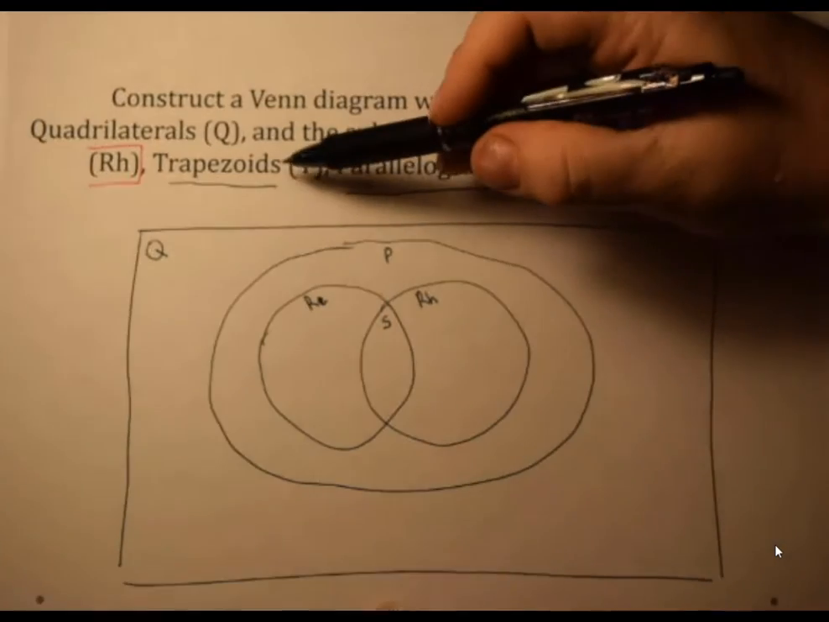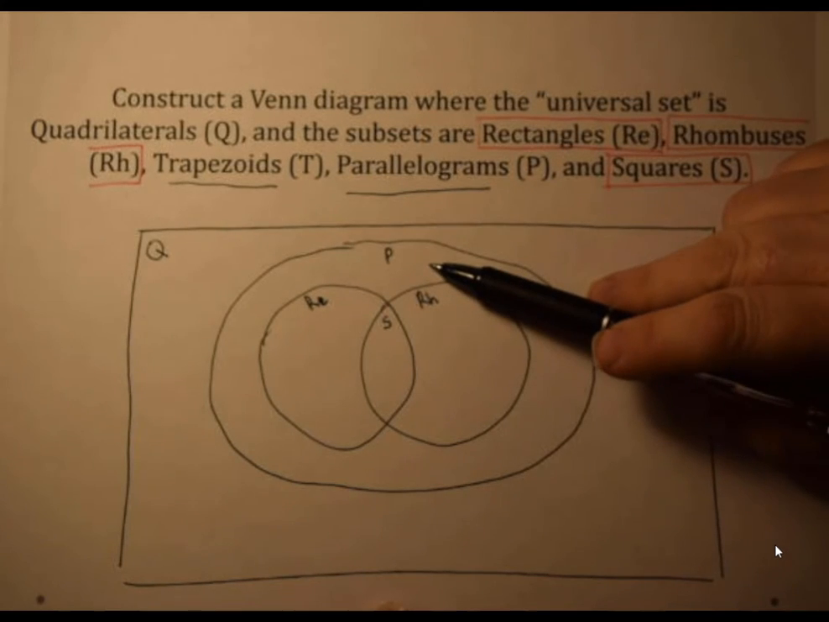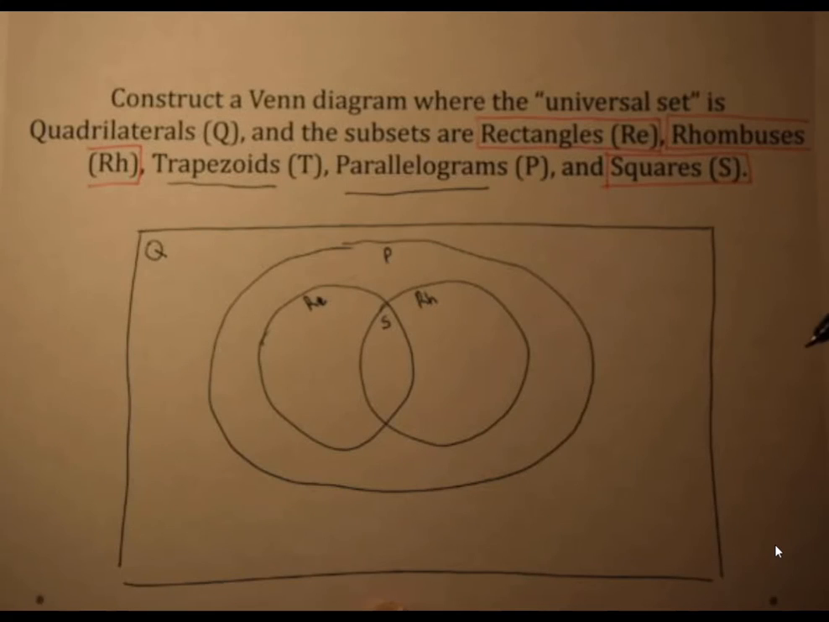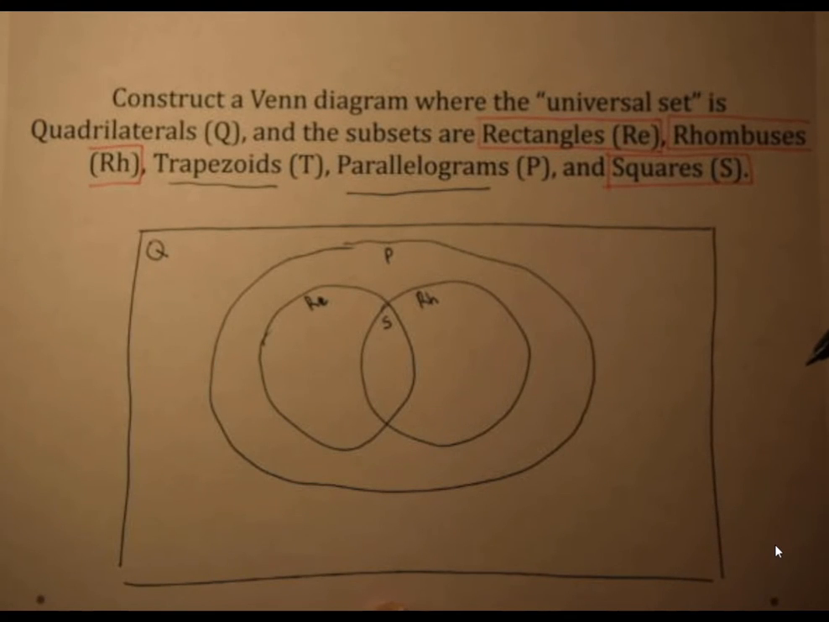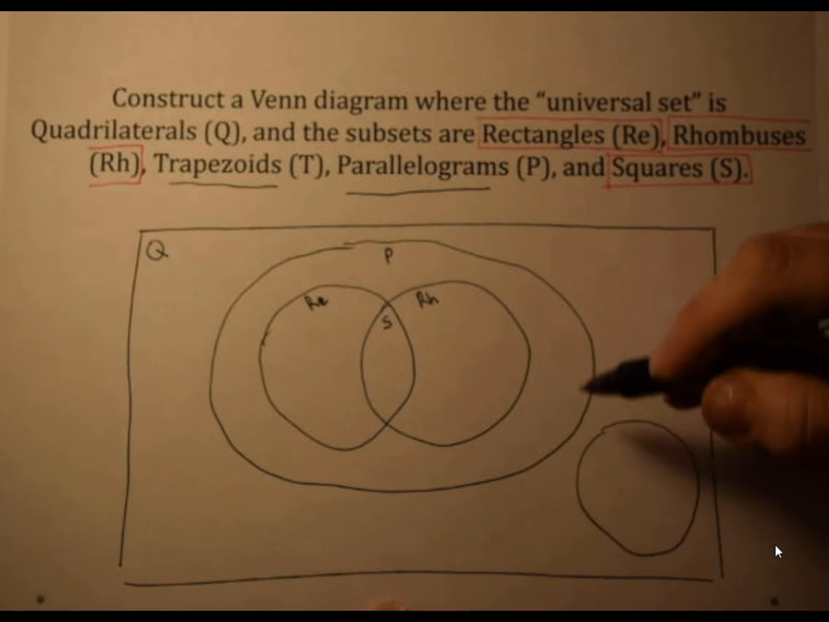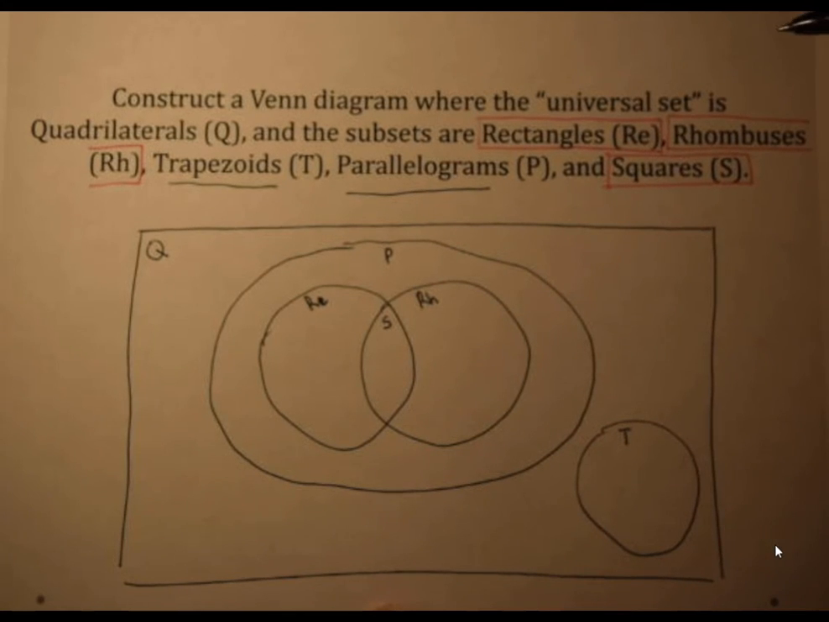So that leaves trapezoids. Well, do trapezoids and parallelograms and rectangles and rhombuses and squares have anything in common? Not really. Trapezoids are going to be over here in an entire set all to themselves. Okay, so there you have it.